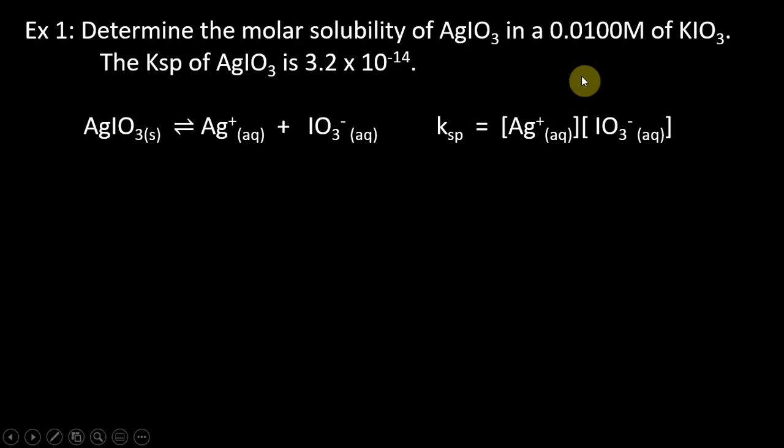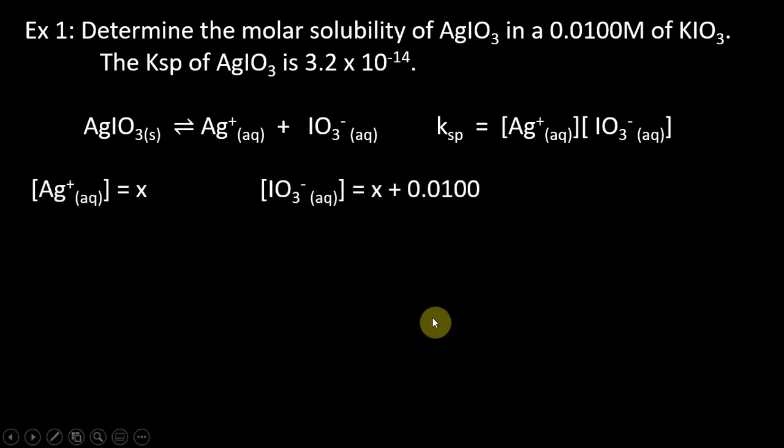However, when we already have some iodate ions in there, now that's going to increase the iodate ion concentration. So that means the silver ion concentration is going to have to be quite a bit less. All right, so let's see how this works out.